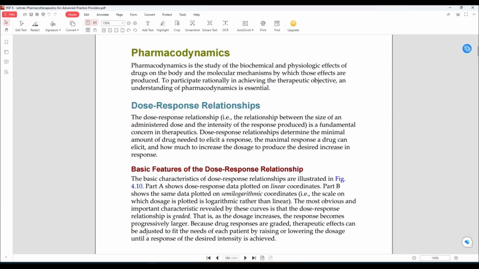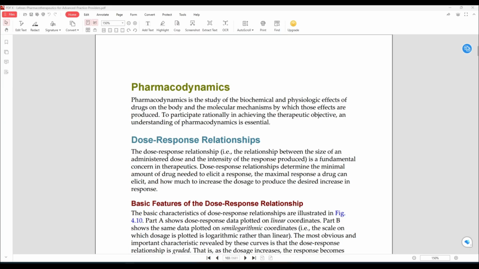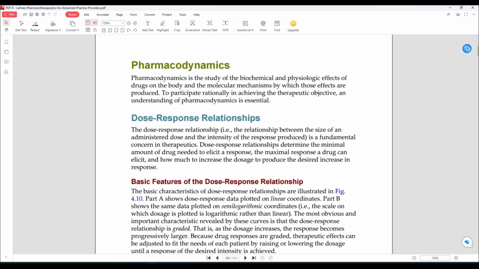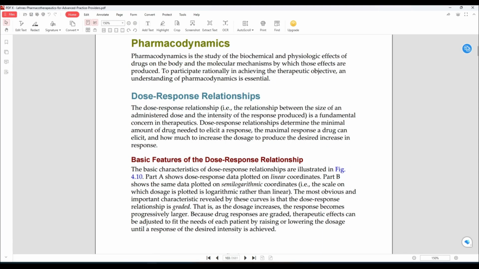Bringing us to pharmacodynamics. Pharmacodynamics is the study of biochemical and physiological effects of drugs on the body and the molecular mechanism by which those effects are produced. To participate rationally in achieving the therapeutic objective, an understanding of pharmacodynamics is essential.